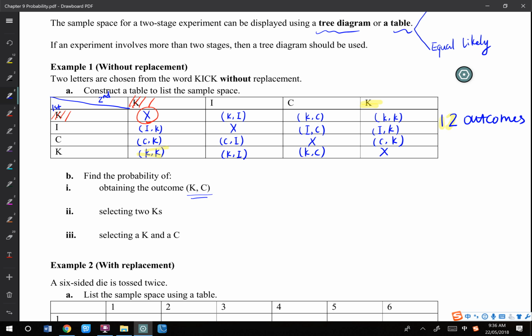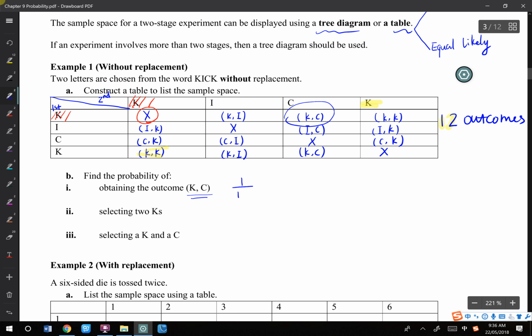So KC, you can only have one KC here. The first K, second C, that's unique. So that's 1 on 12, because only one outcome gives you what you want. This is your preferred event. We should learn notation now. The probability of achieving KC equals 1 on 12.